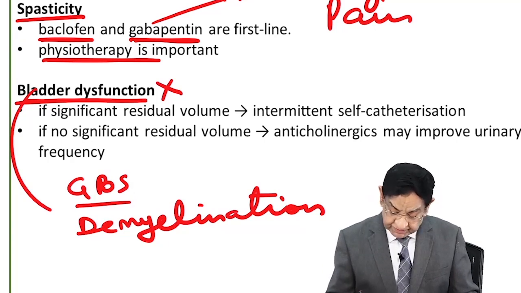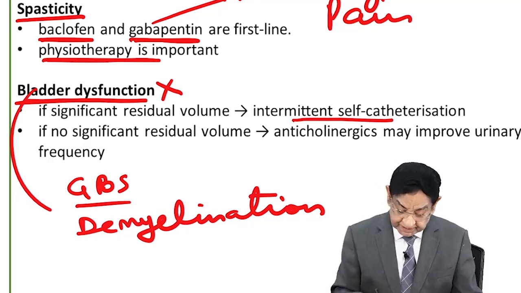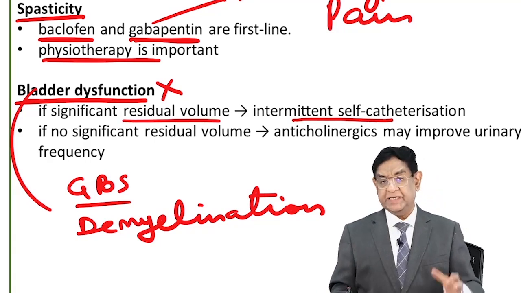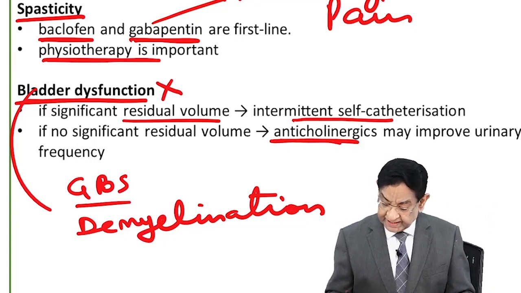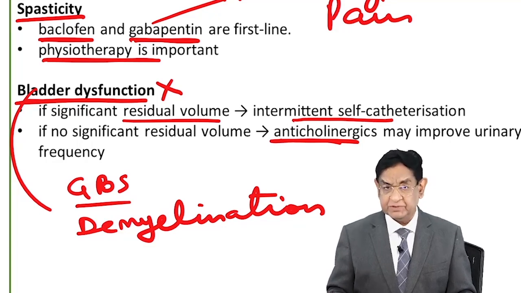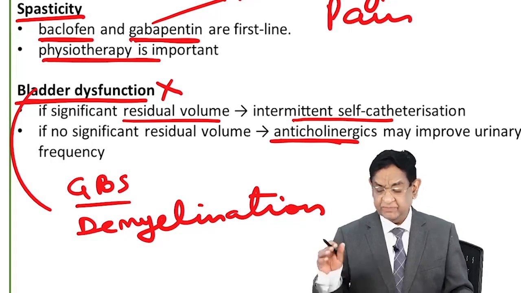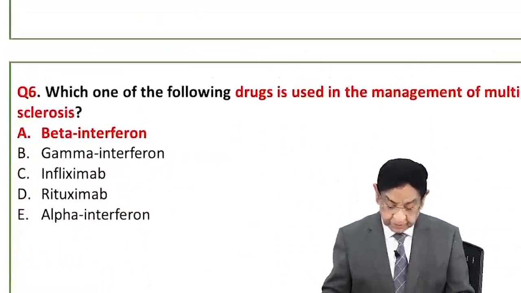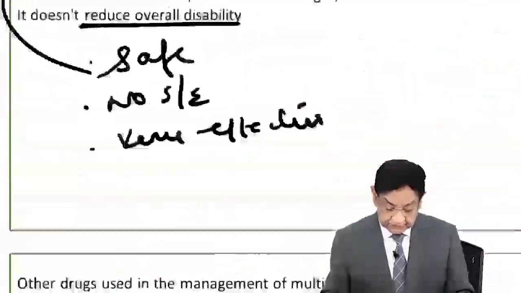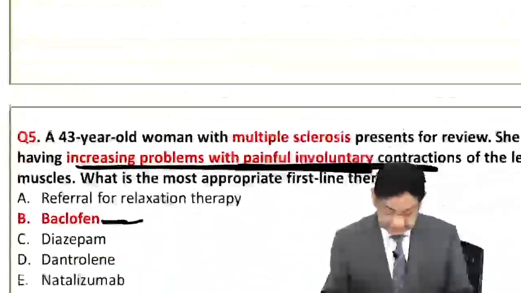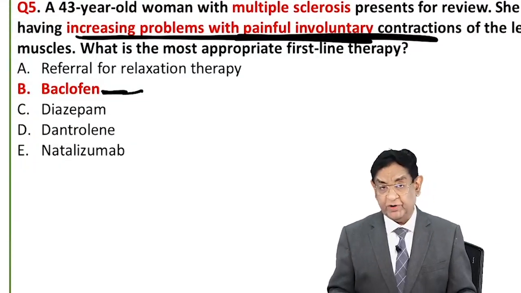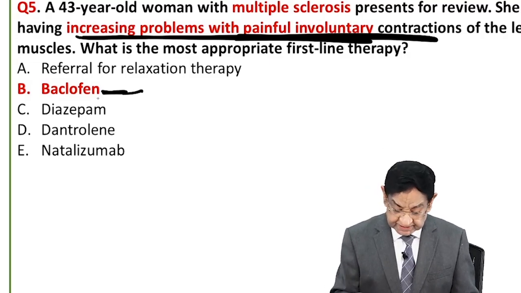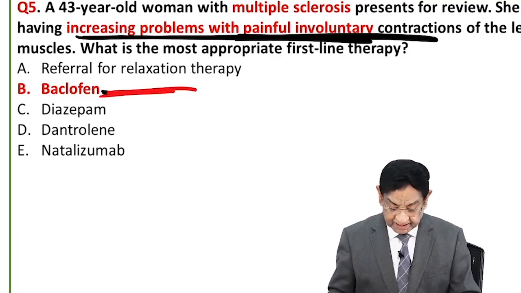Well, in this we can talk about intermittent catheterization, especially if residual urine is significant. But if residual urine is not significant, then even anticholinergics can be used. This is going to reduce the bladder frequency. Okay, so friends, with this basic concept, the question was, the patient has painful involuntary movement, what will we give? Baclofen, the answer.